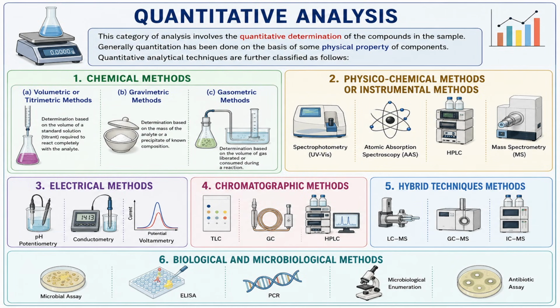Next one is quantitative analysis. It is the category of analysis used to determine the amount of compounds in a sample to generate quantitative data, based on the physical properties of the compound. The quantitative analytical techniques are further classified as follows: chemical methods, physicochemical methods or instrumental methods, electrical methods, chromatographic methods, hybrid technique methods, and biological and microbiological methods.